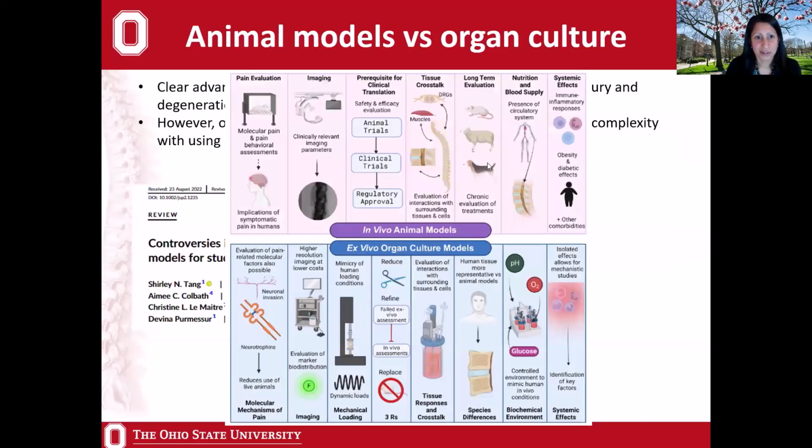Clearly, in vivo models, we have great ways to look at pain evaluation, imaging, and the translation is higher. We can look at tissue crosstalk, we can look at systemic effects, long-term effects. And then on the flip side, organ culture offers another alternative for us to use where many parameters can be assessed in a more controlled way, and you can use human tissue. So just wanted to highlight this and some of the advantages and disadvantages.